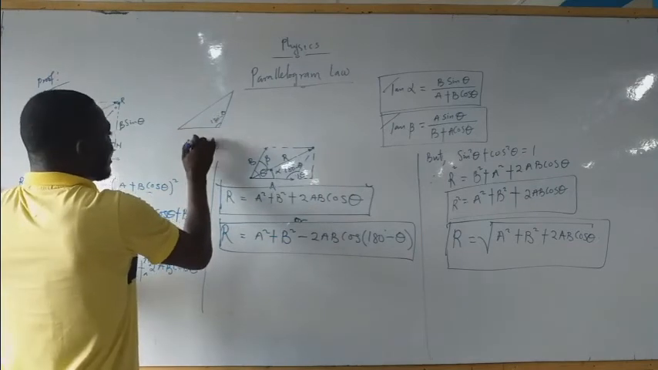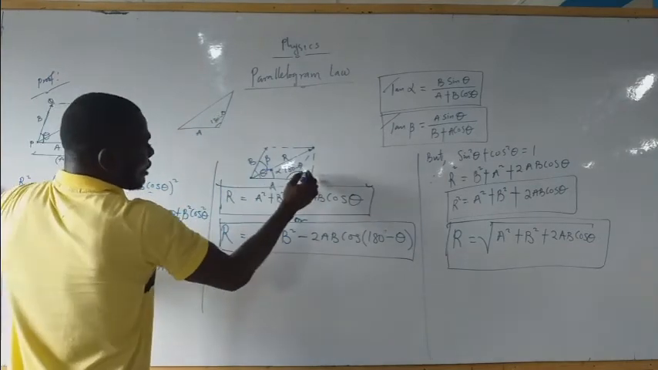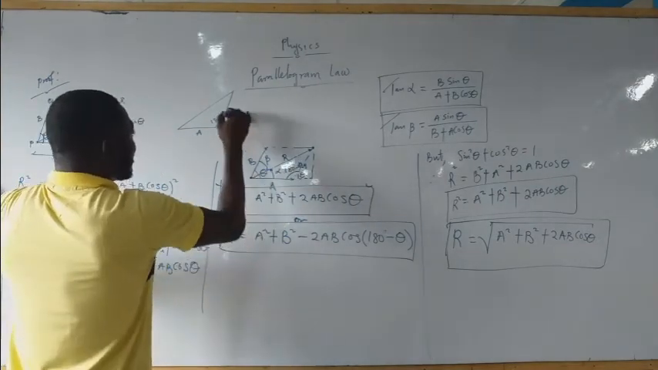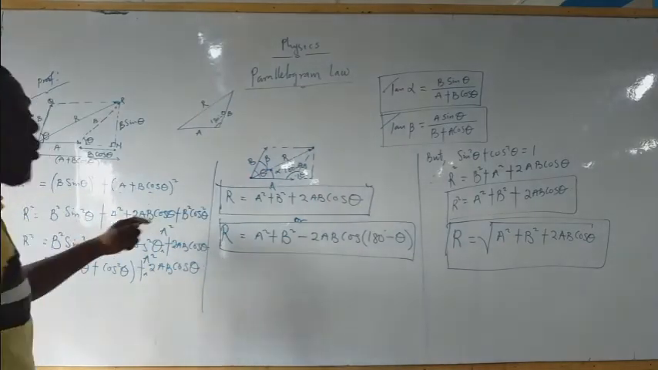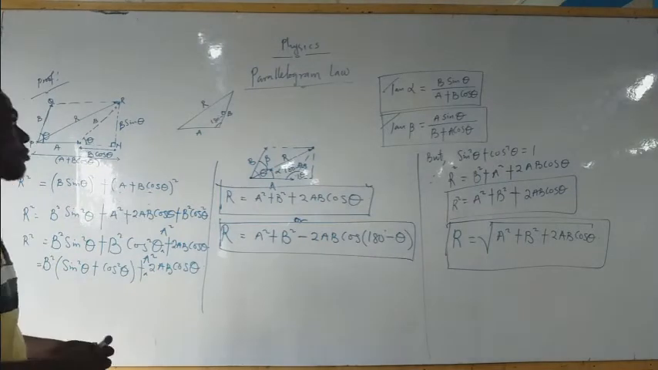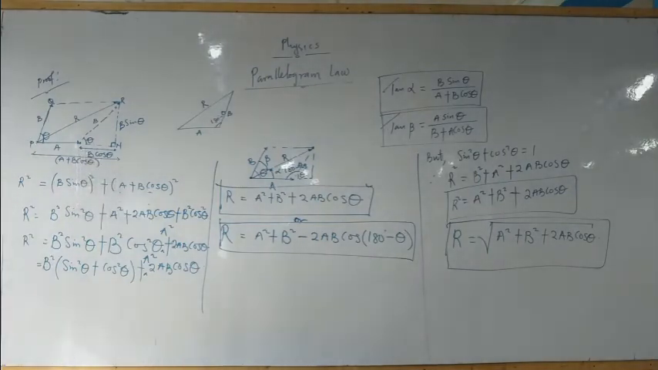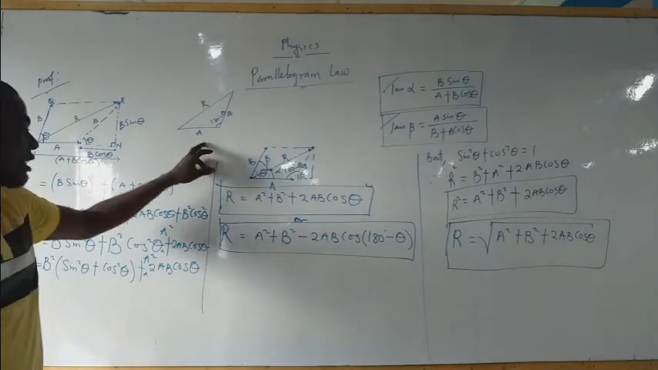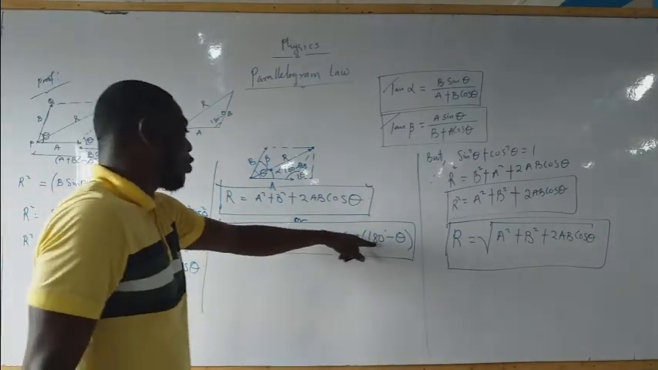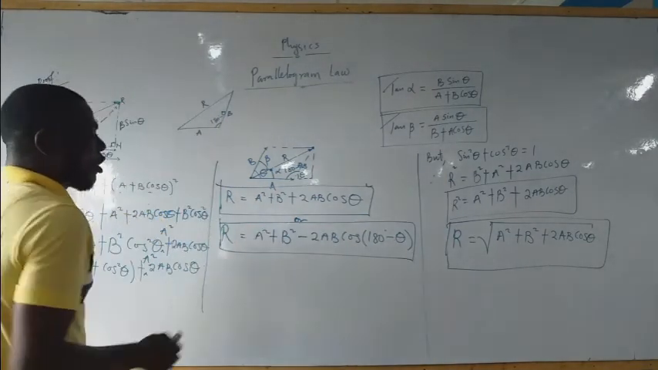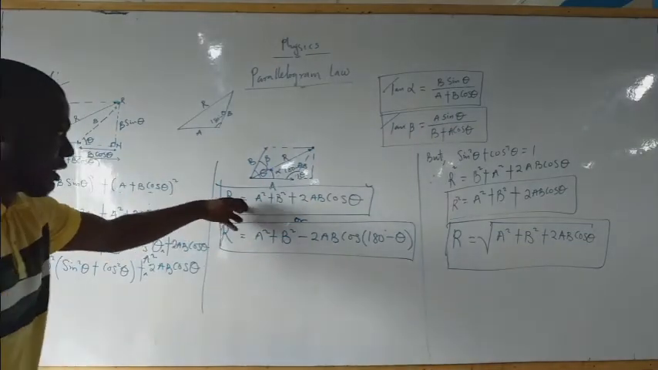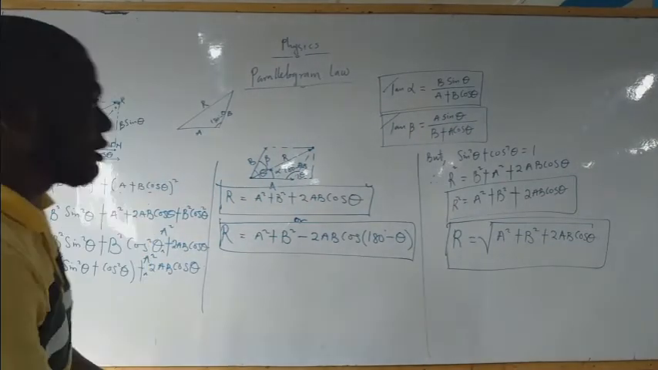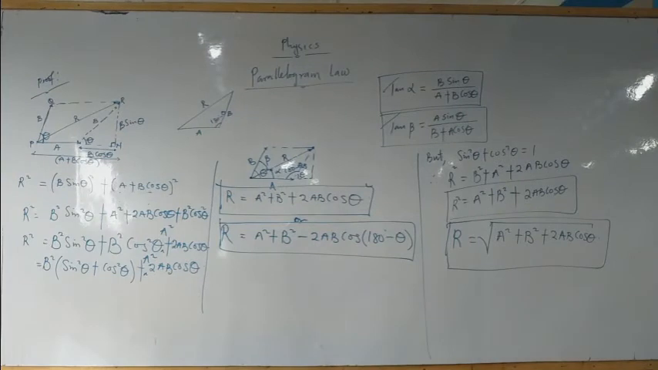This is A. If this is B, this also will be B. So this is the resultant. Using your cosine rule, A squared plus B squared minus 2AB cos of 180 minus theta. Either this or this. Okay, that's the formula.